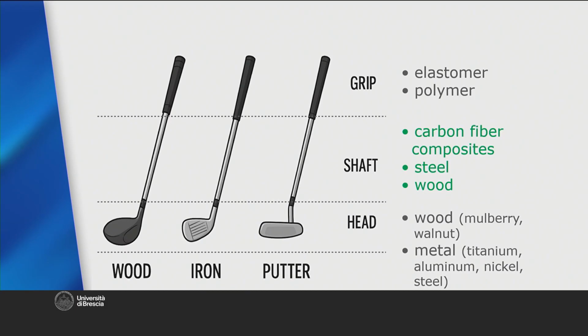For the heads, woods like mulberry or walnut are used, as well as metals such as titanium or aluminum, nickel, and steel, often combined with polymer inserts to dampen vibrations and better balance the weights. For the grip, on the other hand, rubber-based or polymer materials are preferred. Let's now see how the solution would look graphically using a bubble diagram.